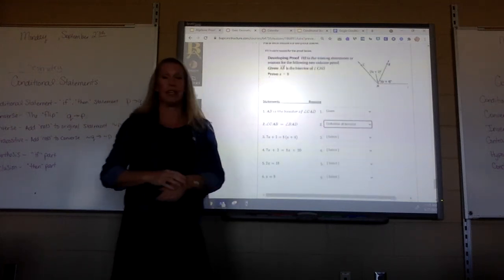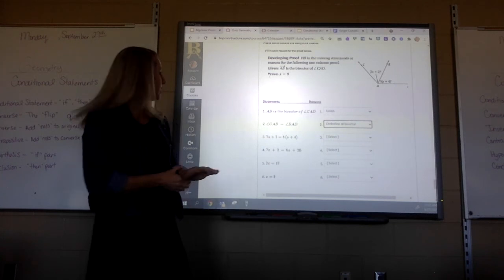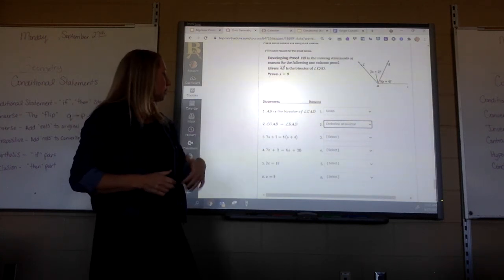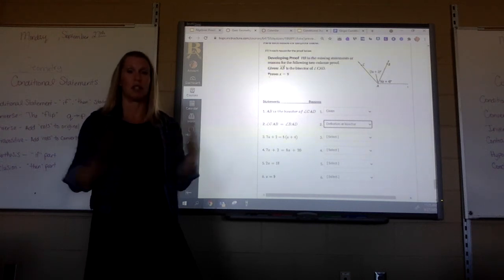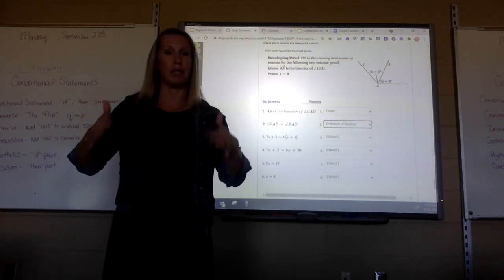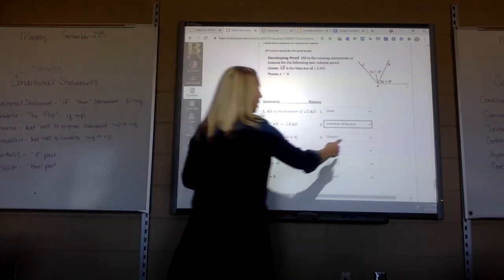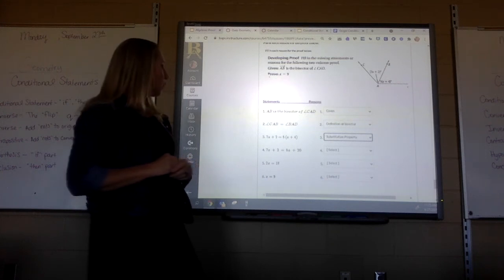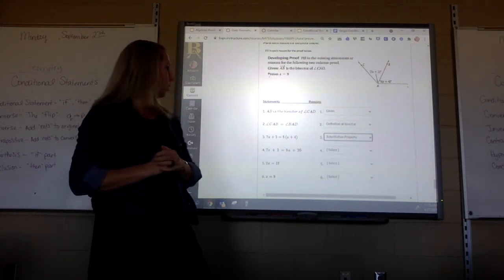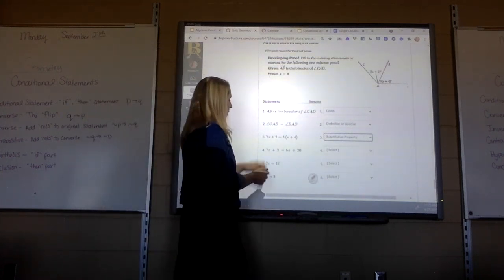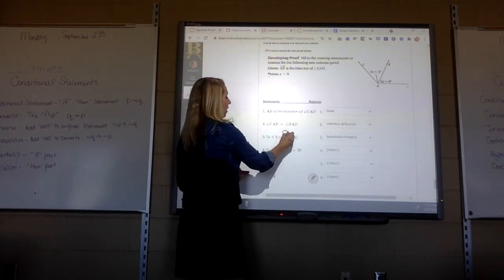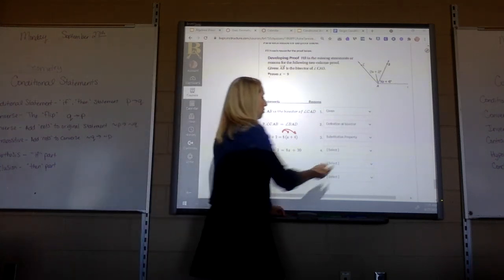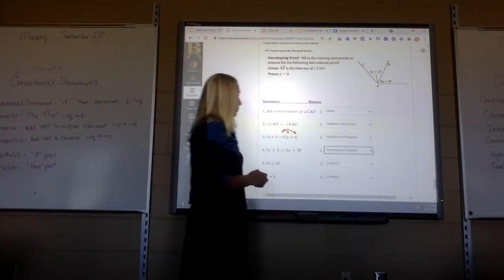Now, angle CAB got replaced with 7x plus 2. And angle BAD got replaced with 5 times x plus 4. So what's it called when you replace something with something else? That is called substitution property. And then what happened from step 3 to step 4? Well, notice the 7x plus 2 stayed the same, but this 5 got distributed. So that's called the distributive property.